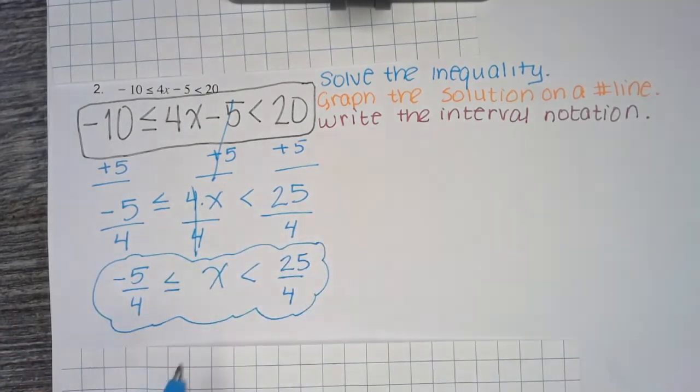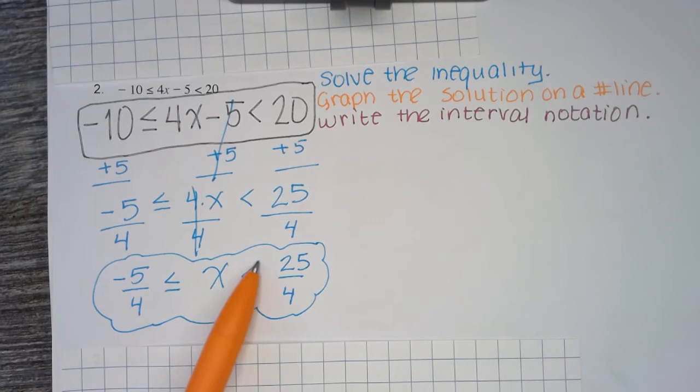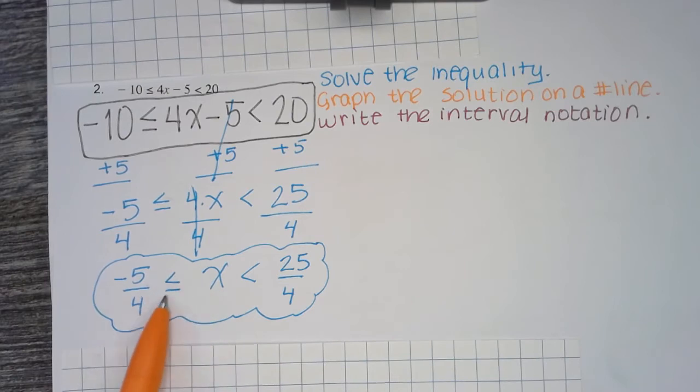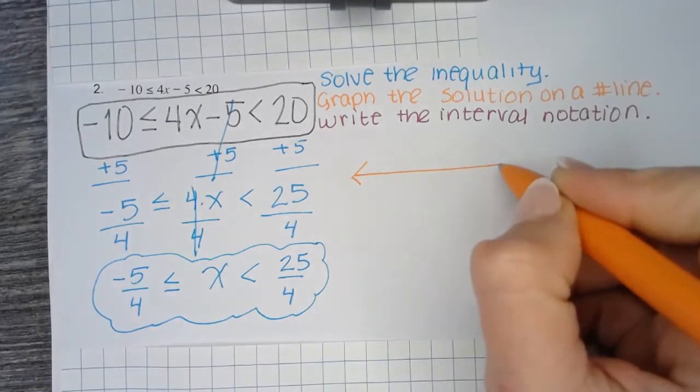We are finished. How does this read, though? This reads as x is less than 25 over 4, open circle, shade to the left. x is greater than or equal to negative 5/4, closed circle, and you're greater than, so we shade to the right of that number. Part 2, we have to graph on a number line.